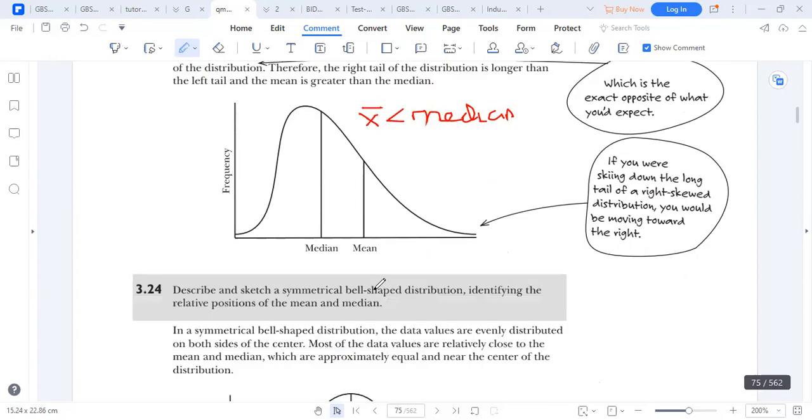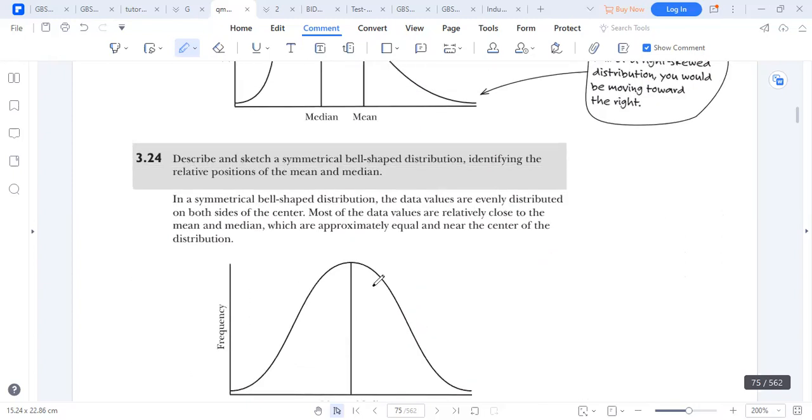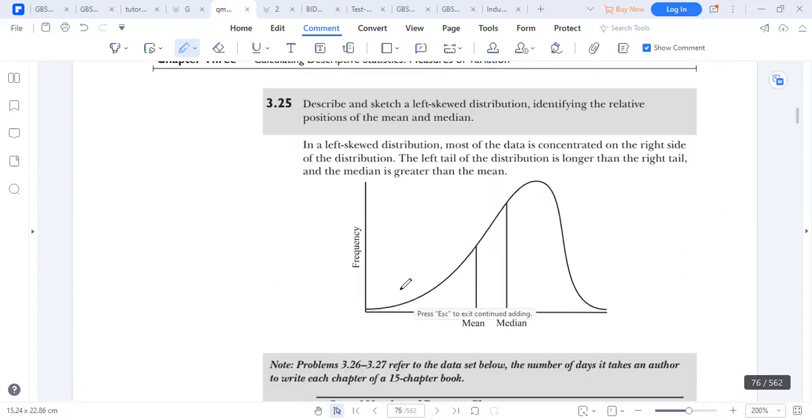When you have a symmetrical distribution, it means it is even. The left side mirrors the right side. This is called an even distribution. When you have a skewness to the right, we have the mean, which is greater than the median.